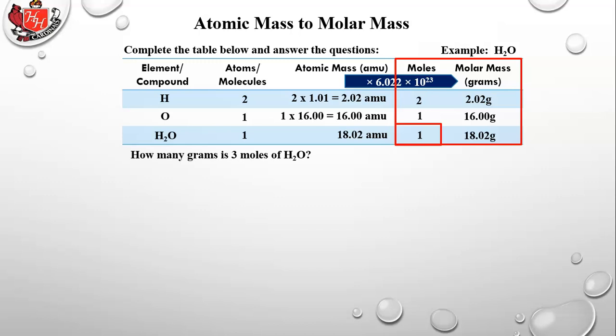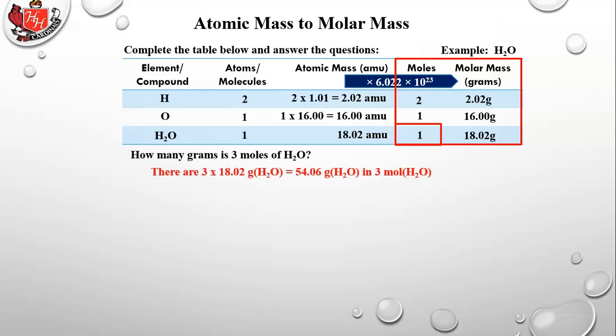So how many grams is 3 moles of H2O? So what you do is, everything in that box is referenced to 1 mole of H2O. That's the one that's in the little red box. So for 1 mole of H2O, you need 1 mole of oxygen atoms. For 1 mole of H2O, you need 2 moles of hydrogen atoms. For 1 mole of H2O, you need 2.02 grams of hydrogen. For 1 mole of H2O, you need 16 grams of oxygen. And for 1 mole of H2O, that will be a mass of 18.02 grams if you have 1 mole of water molecules. So how many grams is 3 moles?